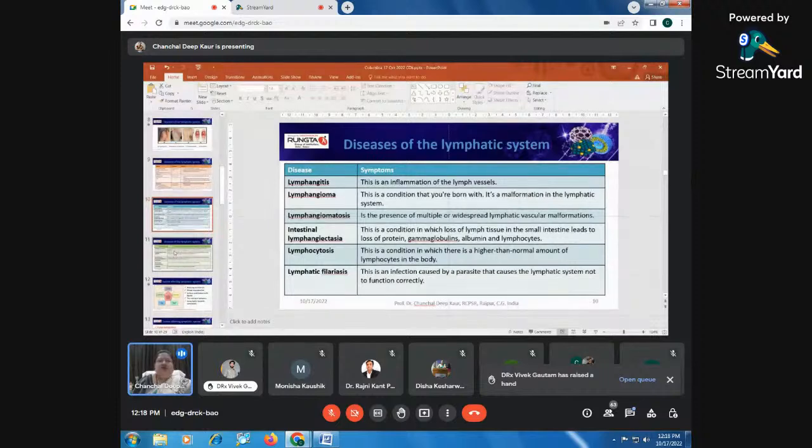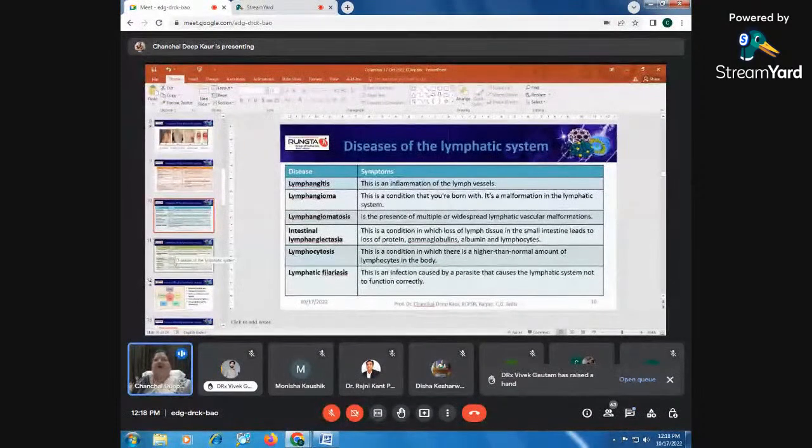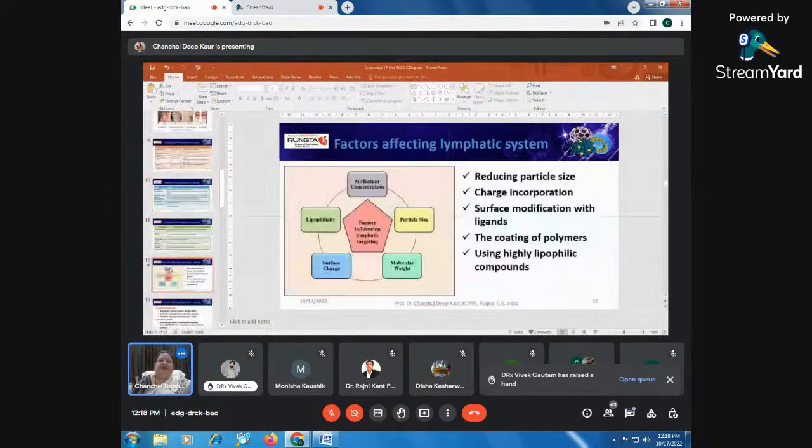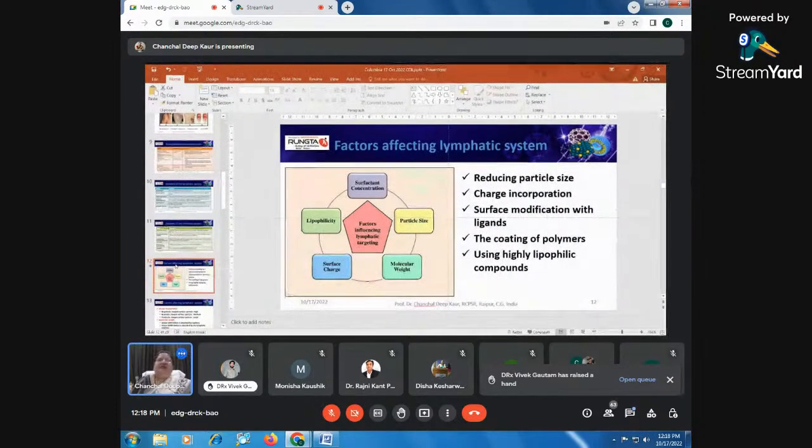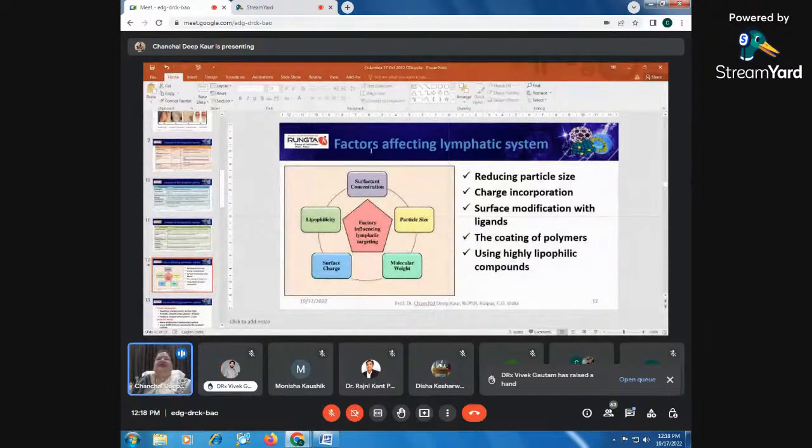So in these two slides, we discussed various types of infections or disorders which are related to the lymphatic system. Now, what we will be seeing is, if you have to target the lymphatic system, and you are going for any drug delivery system or novel drug delivery system, what are the factors that will be affecting it? So you see, this is a chart in which the first is particle size. As I told you, in lymphatic capillaries and in various components of the lymphatic system, size is very important. So if you reduce particle size or vesicular size, then those novel drug delivery systems can be taken directly to the lymphatic system. Okay. Then charge incorporation.